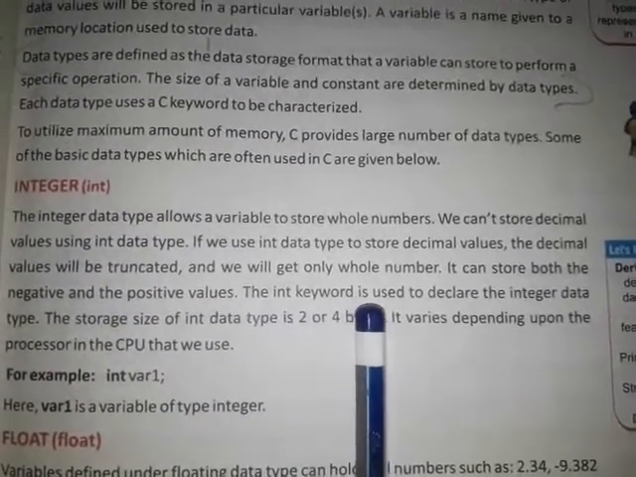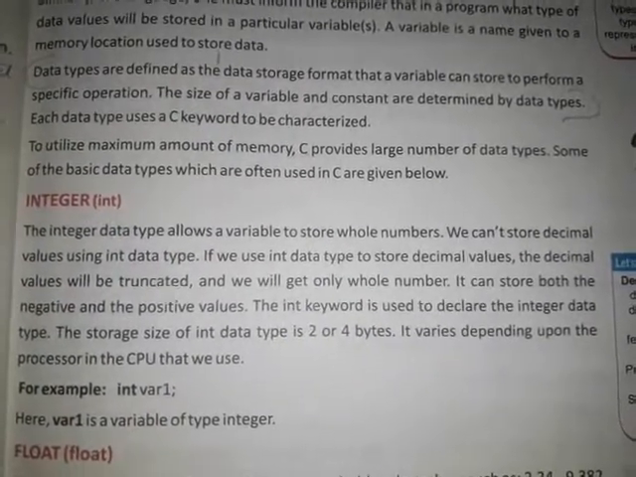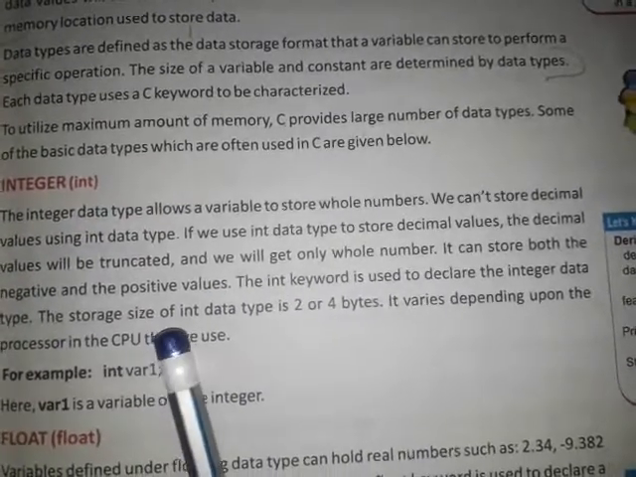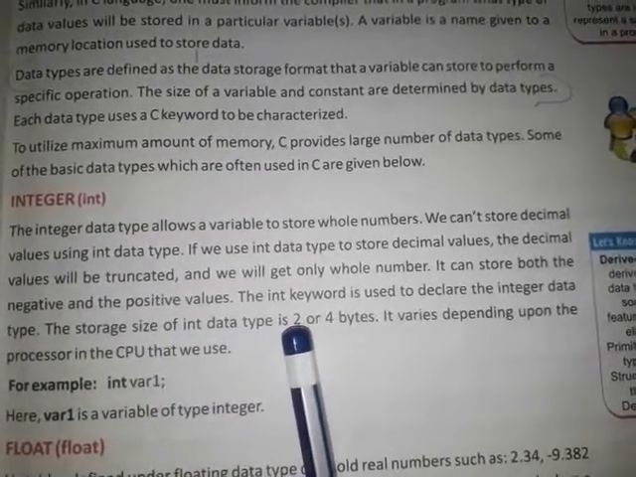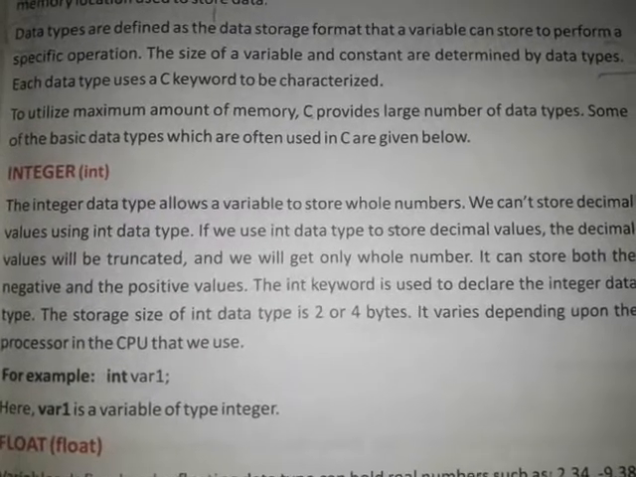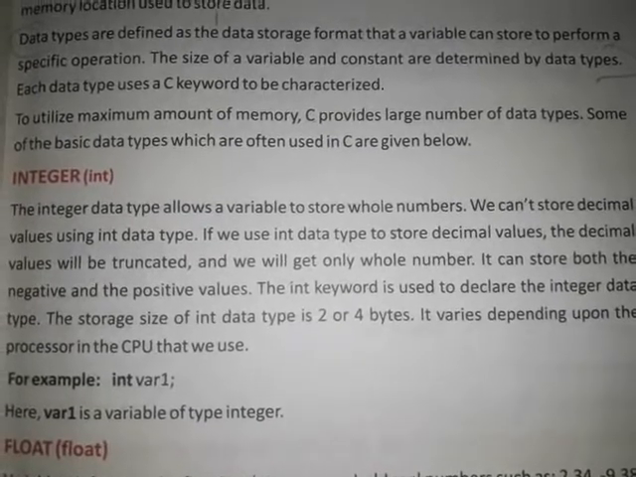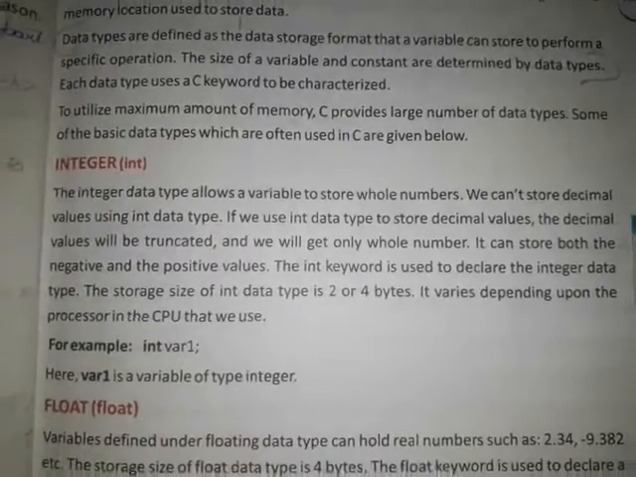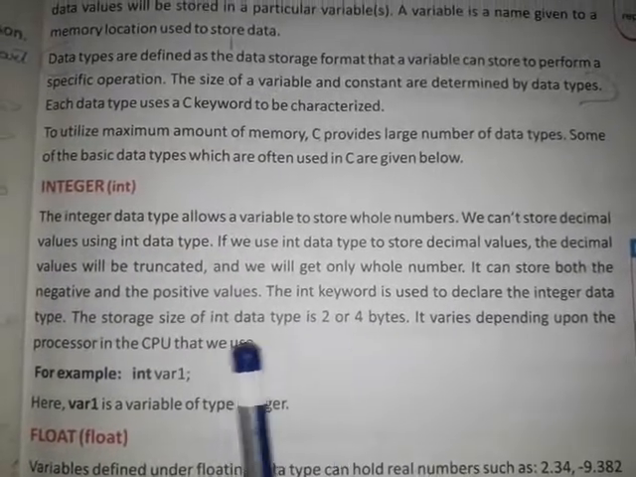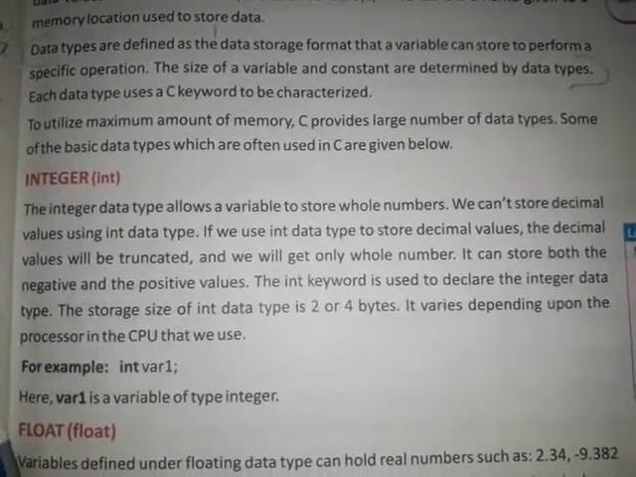The int keyword is used to declare the integer data type. This int keyword is used to declare an integer. Integer means whole number. The storage size of the int data type is 2 or 4 bytes. The memory allocated for a variable declared as int is either 2 bytes or 4 bytes. It varies depending upon the processor in the CPU that we use. The 2 or 4 bytes depends on the type of processor we are using in our computer.